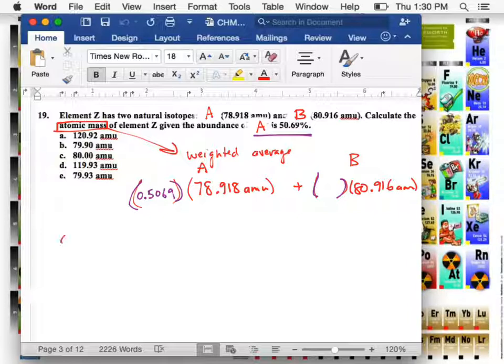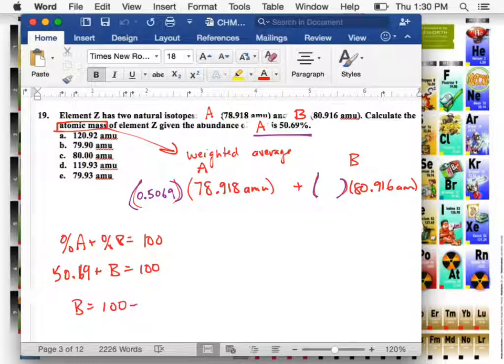So the percent of A plus the percent of B must equal 100%. If I know A is 50.69, how do I figure out B? B will be the 100 minus that. I have to convert it into the decimal form in my equation, which is what, 40... Yeah. Except oh man.